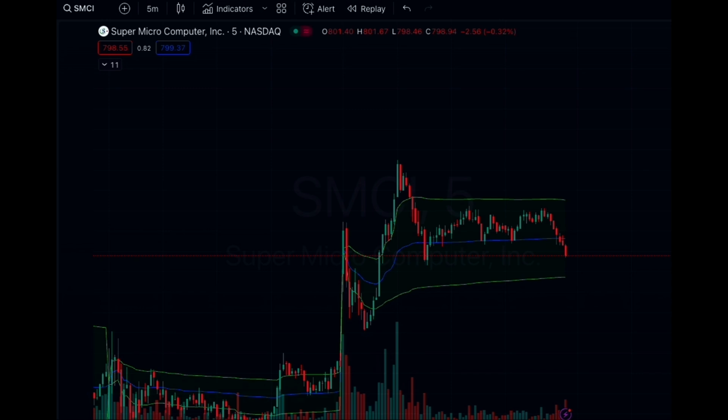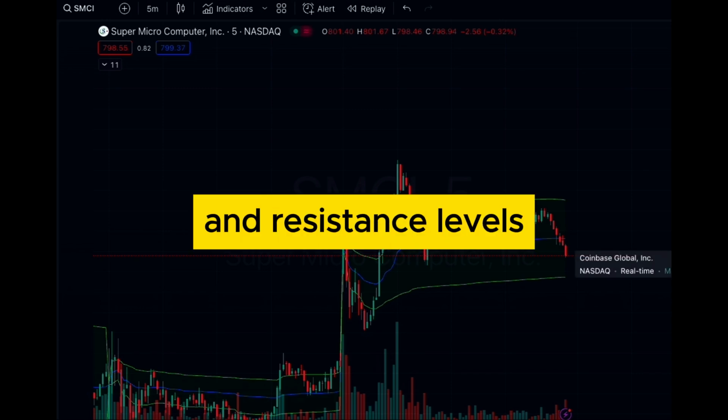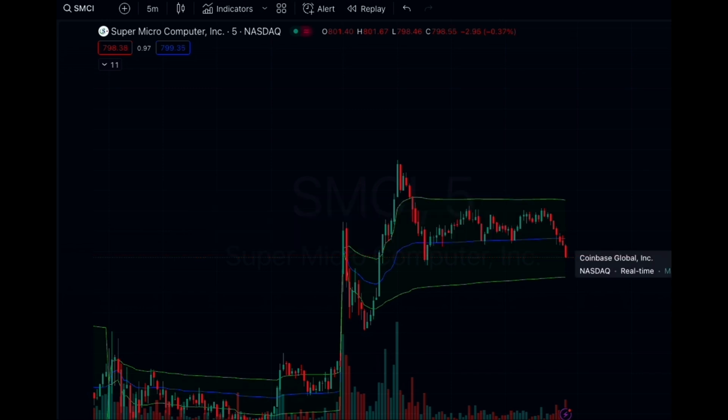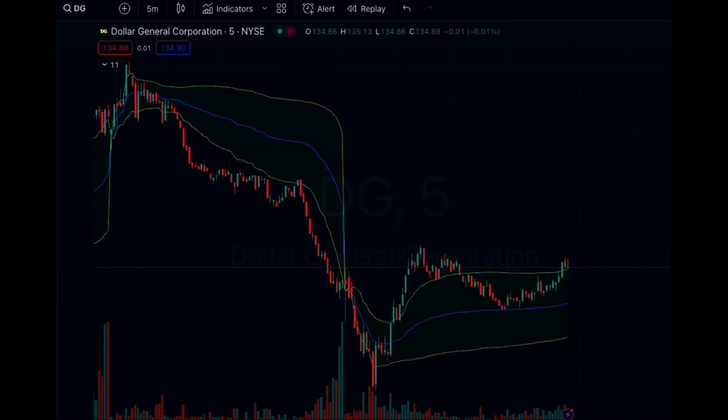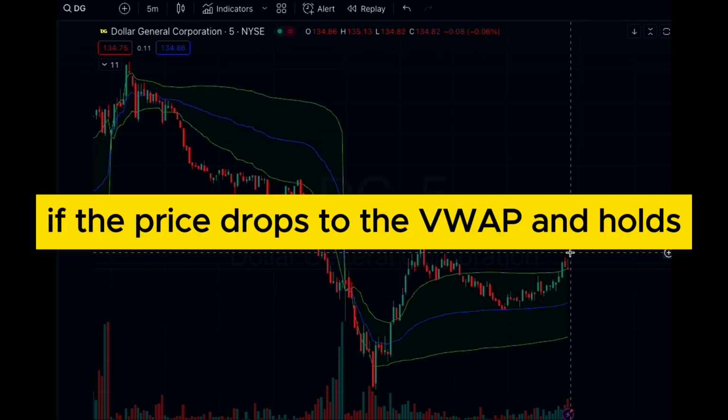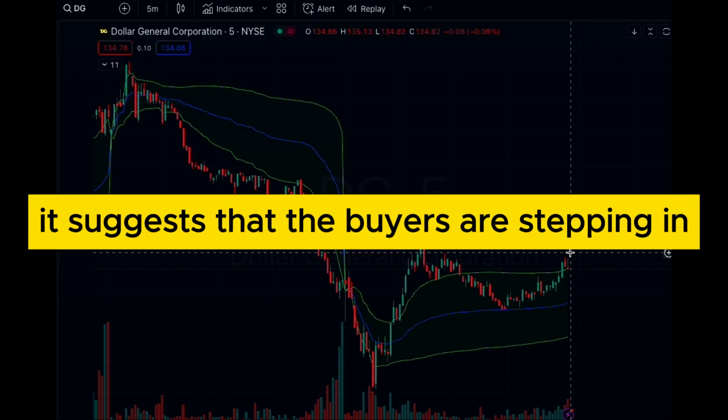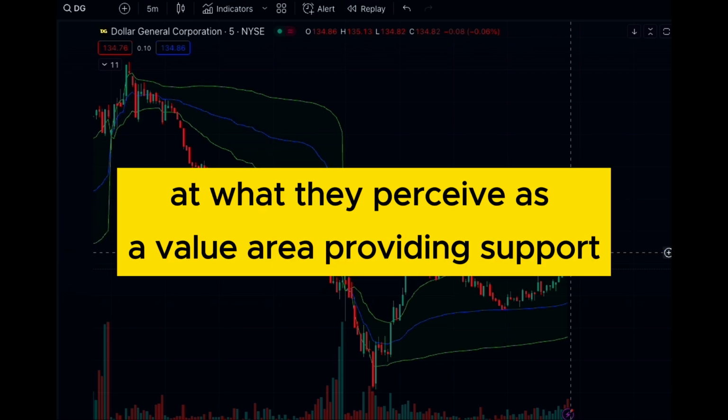VWAP also helps us identify key support and resistance levels. Let me show you on the chart what I mean by that. VWAP as support. Here's another chart. Traders look for the price to bounce off the VWAP line, which can signal a continuation of the upward trend. This happens because the VWAP reflects the average price weighted by volume, and many traders see this level as a fair price to buy. For example, if the price drops to the VWAP and holds, it suggests that the buyers are stepping in at what they perceive as a value area, providing support.